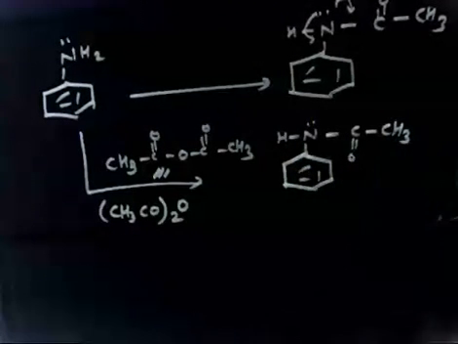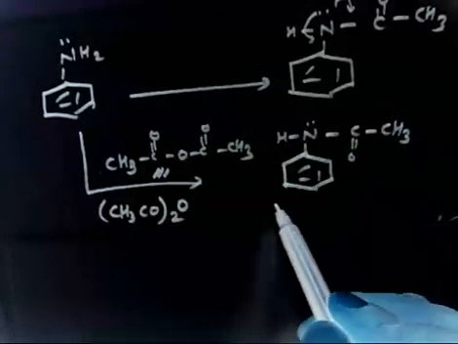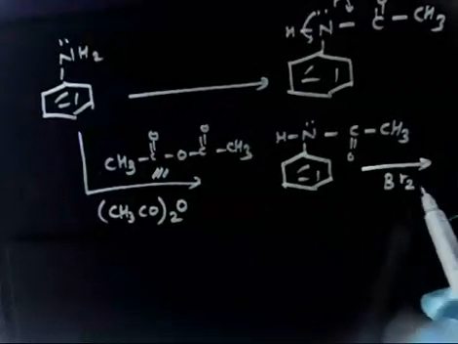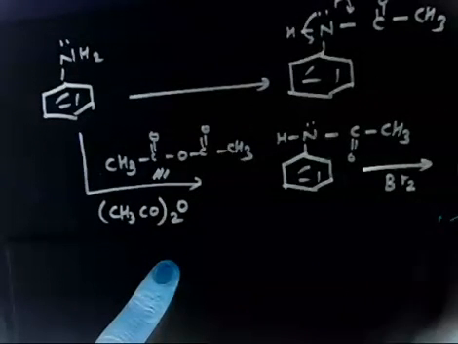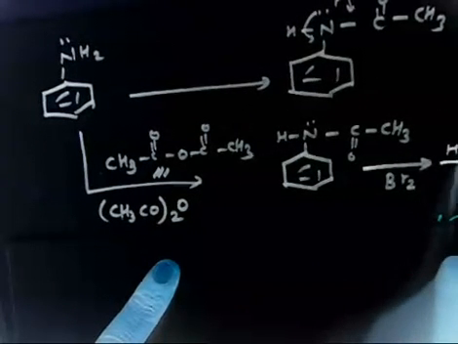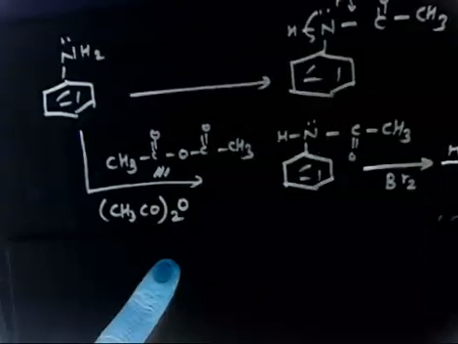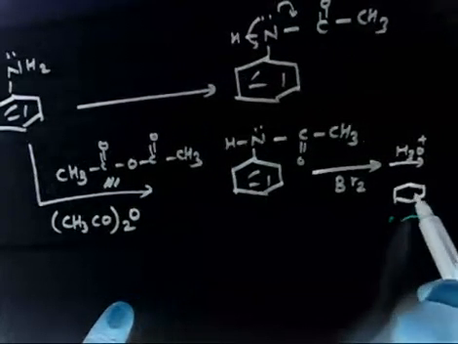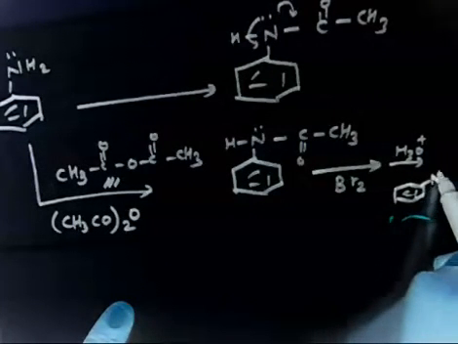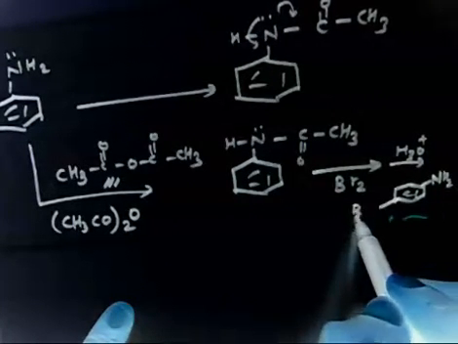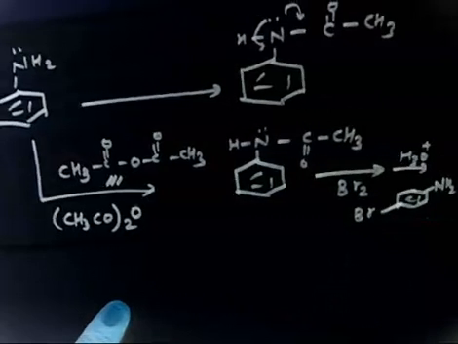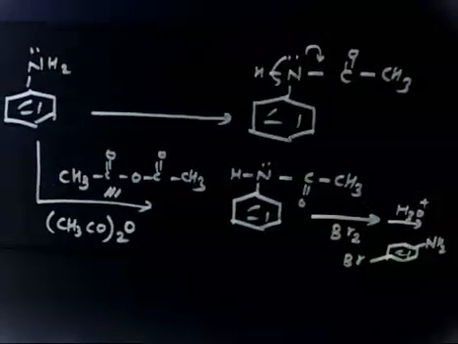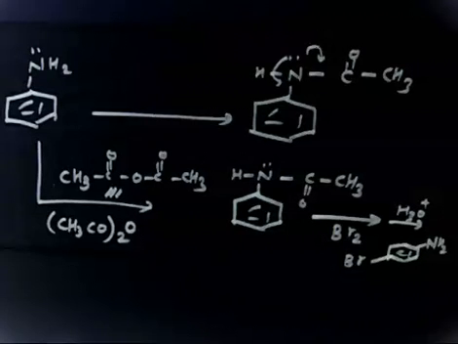We will have this NHCOCH3, and then do bromination. You can have one bromine here, and then you can do hydrolysis. If you do bromination with Br2, only one bromine gets attached, and then you do hydrolysis, the last thing we have said. So if you do hydrolysis, finally you will have NH2 group, and at the para position you have the bromo group. Are you getting?